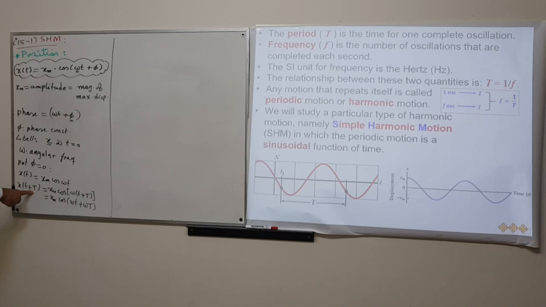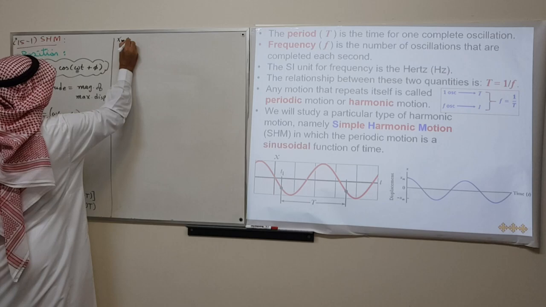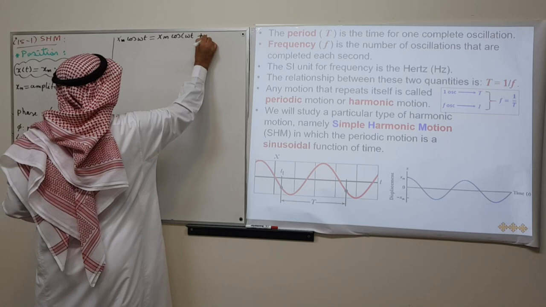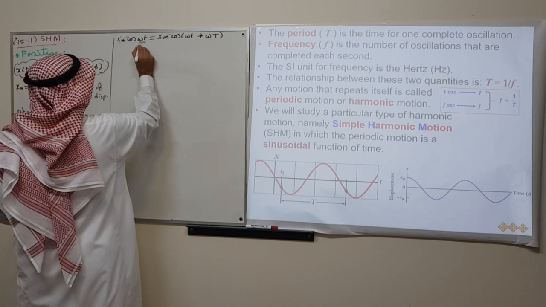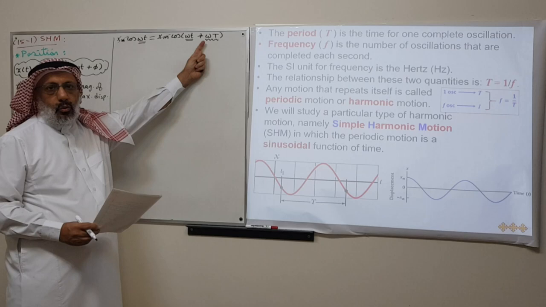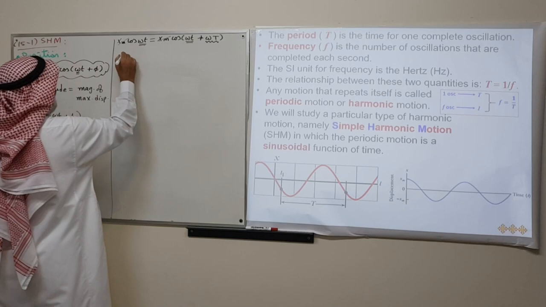Let's equate them. Xm cosine of omega t is equal to xm cosine of omega t plus omega capital T. The xm will cancel. Omega t is there. So what is our conclusion in here? You know from basic trigonometry that if you take an angle and add 2 pi to it, nothing will change in the sine, cosine, or tangent. So this quantity here is nothing but 2 pi.